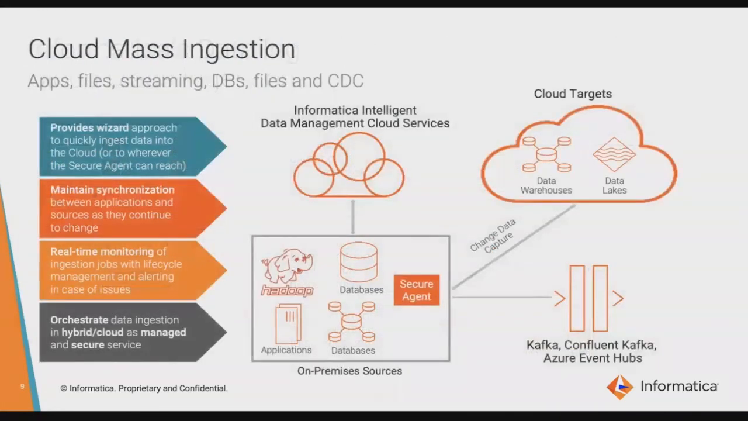So this is the high-level architecture of CMI, where you see there is a secure agent which sits closer to the source and it interacts with the IDMC, which means Informatica Intelligent Data Management Cloud. And from the source, it ingests or replicates data onto the supported target, and details about supported sources and targets I'll be sharing in the next couple of slides. So this whole architecture is common to all the 4 CMI services, but obviously source and target combinations for each service can be different.